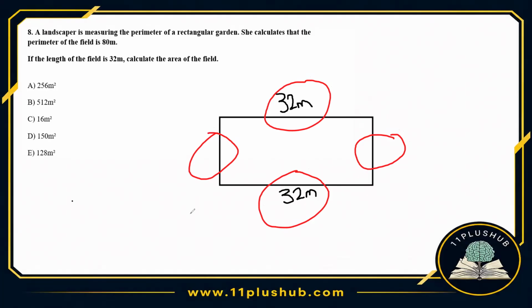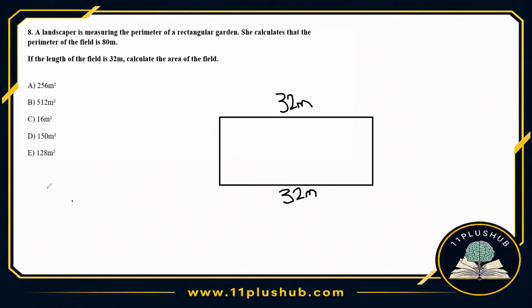Now, if we add the top and bottom, so 32 meters and 32 meters, we get 64 meters. Yeah, let's put that number up here, 64 meters. Now, we know that if we add the other 2 sides, it needs to add up to 80 because we're told the perimeter is 80 meters.